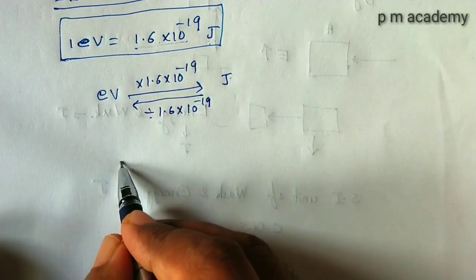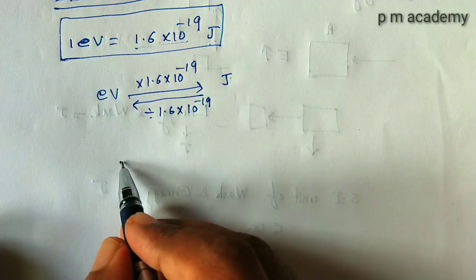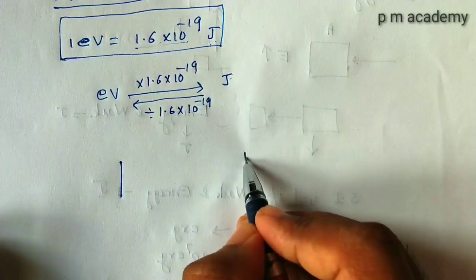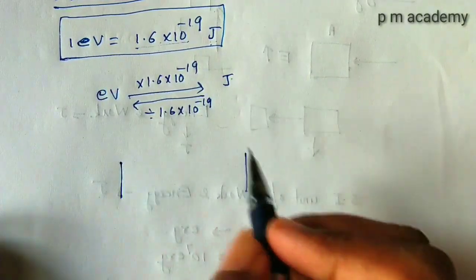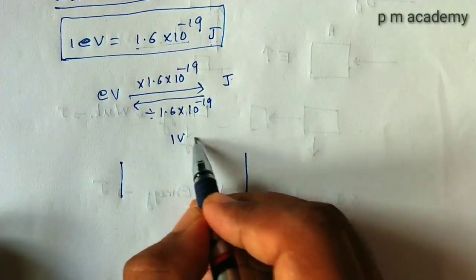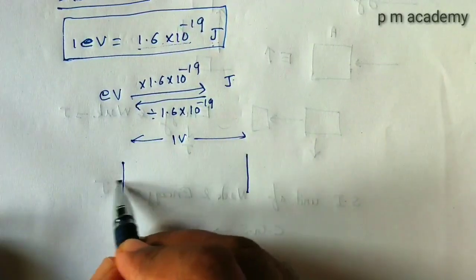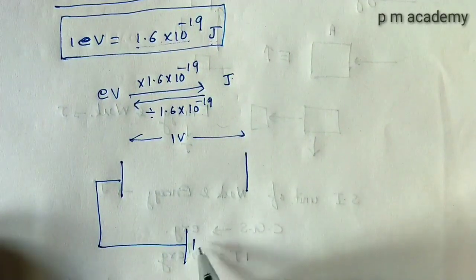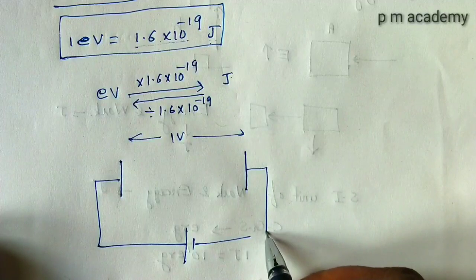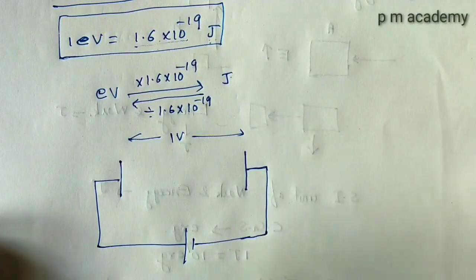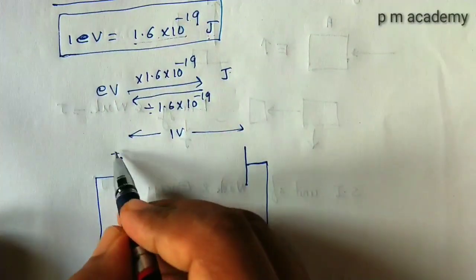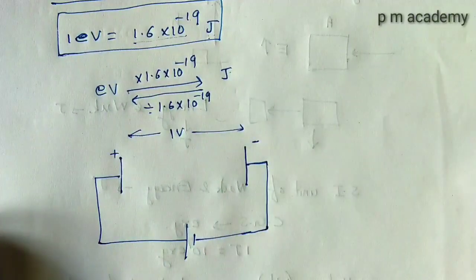The definition of electron volt: if you are applying 1 volt potential difference across two plates. These are two plates, and I am applying 1 volt potential difference using a battery. You studied what is potential difference in 9th standard. Here it is positive potential, it is negative potential. 1 volt potential difference is applied.